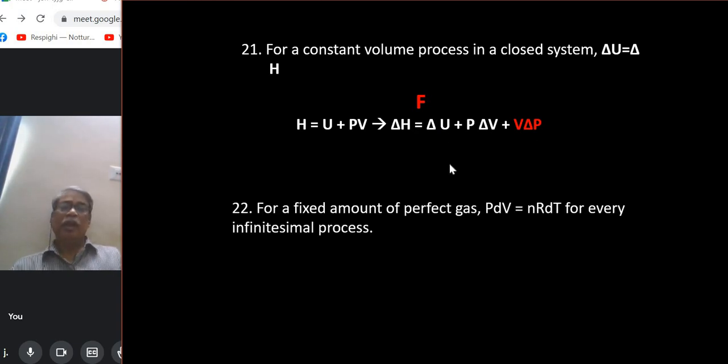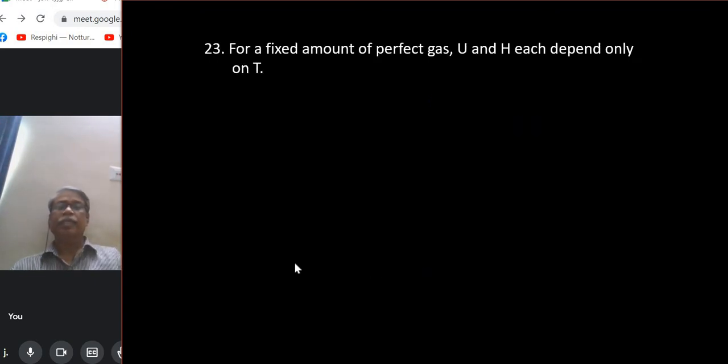Okay. For a fixed amount of perfect gas, PdV is nRdT. Again, the same type of reasoning. PV is nRT. So if you take the differential, PdV plus VdP on your left, and on your right nRdT. So again, unless P is constant, you cannot write PdV is nRdT. Okay. So same reasoning as the earlier question.